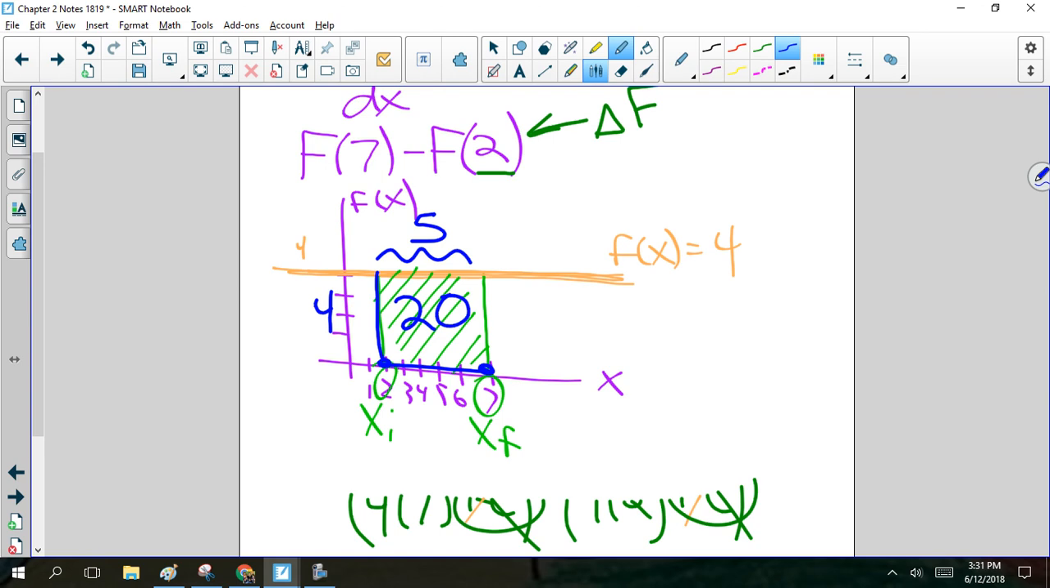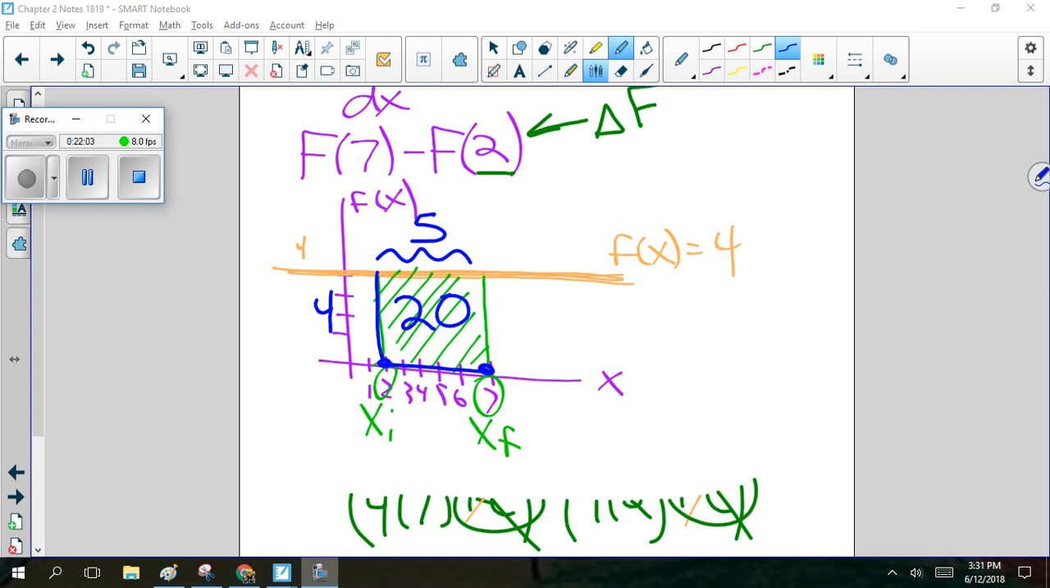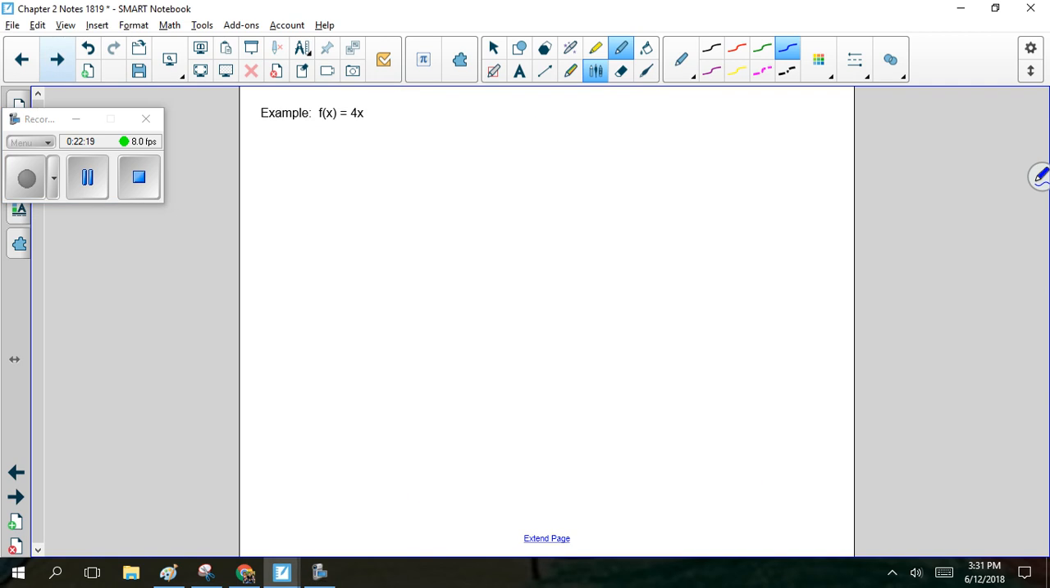That was one example, and we're at 22 minutes. There are a lot of concepts there. So let's see if we can do this now with a slightly tougher example, a little bit tougher. So now we've got f of x equals 4x.